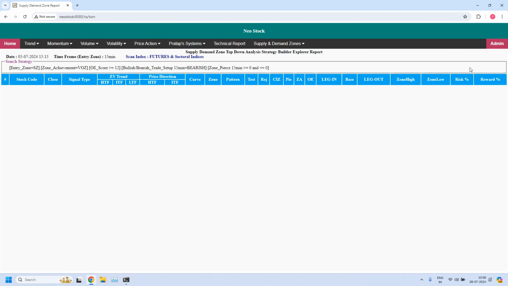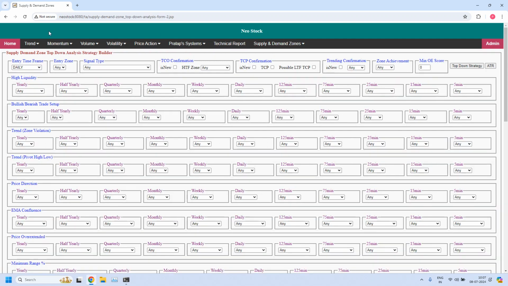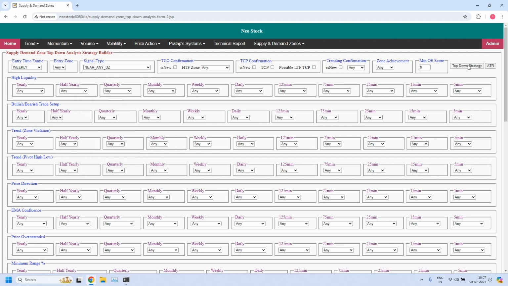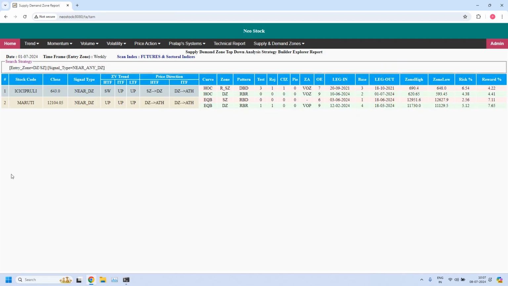So this is about bullish and bearish trade setups for different income trades. Now let us generate weekly reports. Different weekly reports, because there was a weekend. So weekly reports. So entry time frame I am selecting weekly. Different weekly reports we are going to generate. First we will identify the stocks near weekly demand zone. 2 stocks are filtered.